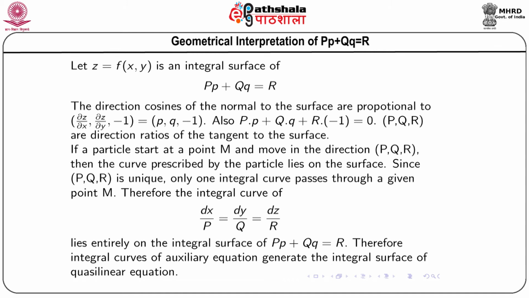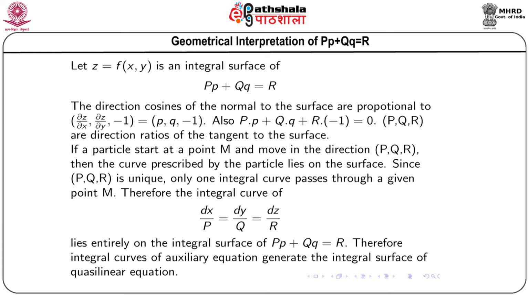Now, I want to give a geometrical interpretation of a quasi-linear first order differential equation, that means the equation Pp + Qq = R. I want to show how the solution of a quasi-linear first order differential equation is related to a solution of the simultaneous equation and what is the geometrical meaning of this relation. So, let us first take that z = f(x, y) is an integral surface of the given quasi-linear equation Pp + Qq = R.